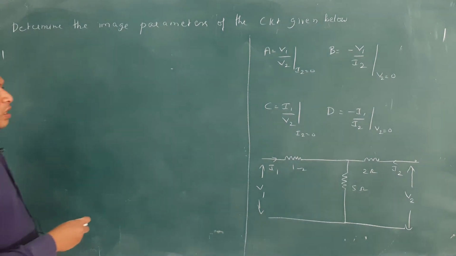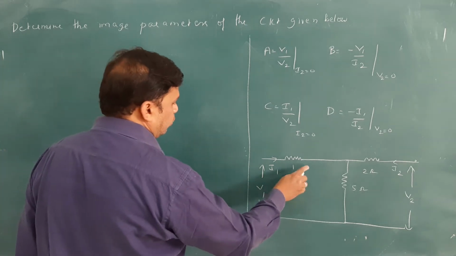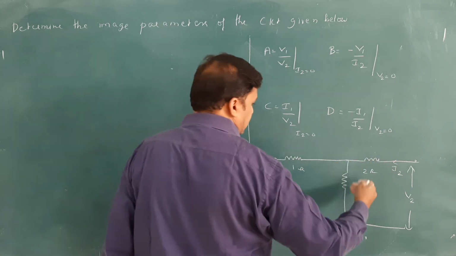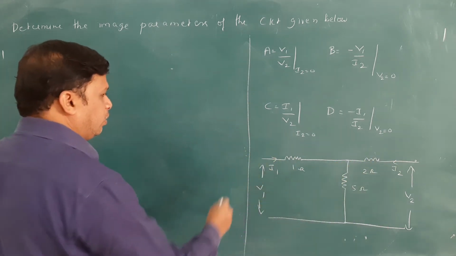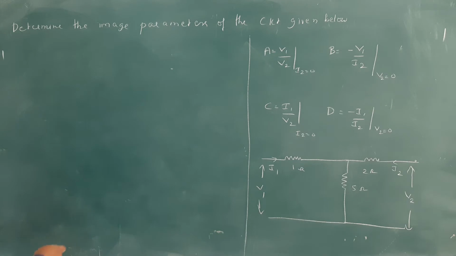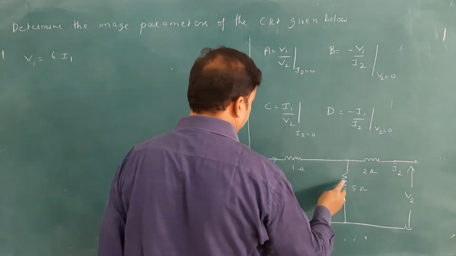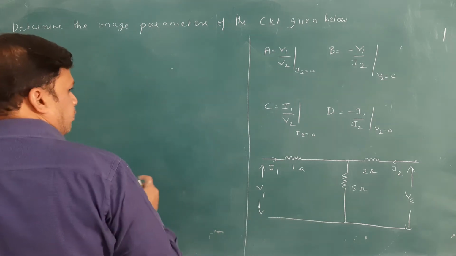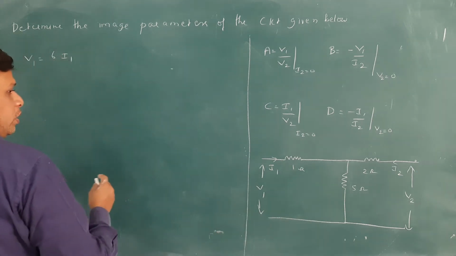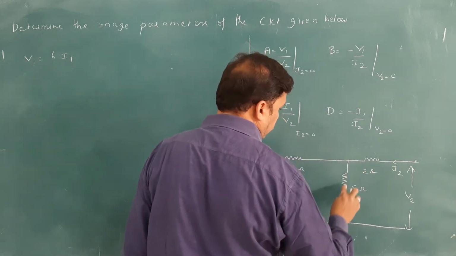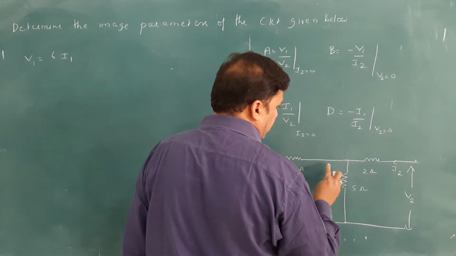If you want to find this, this is the first loop, this complete 1 and 5 ohms, this is the first loop and this is the second loop here. So V1 = 6I1. Here you don't have the I2 current flow, so you can treat only this loop. Okay.